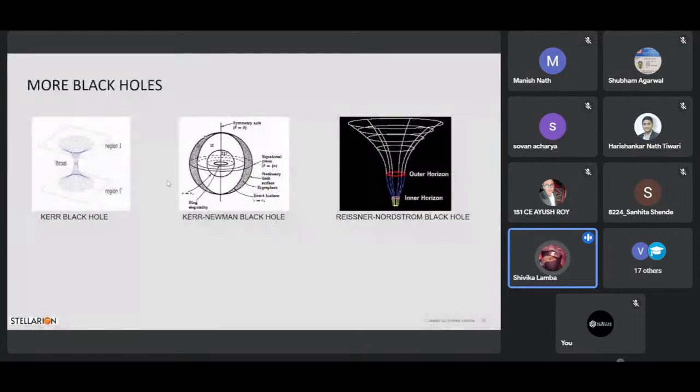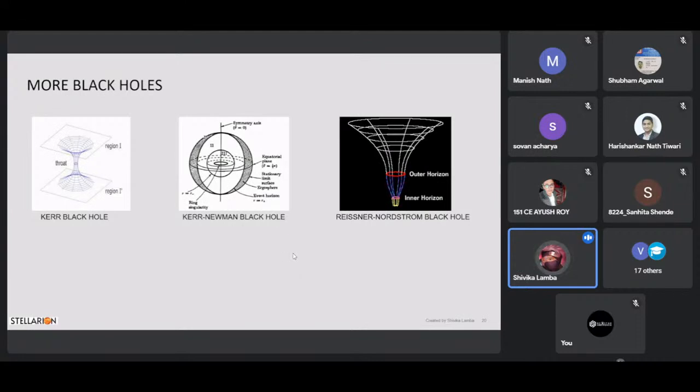All right, so here are some more black holes. What I was previously talking about was the Schwarzschild black hole. And there are three other solutions to Einstein's equation that form different kinds of black holes. First we have the Kerr black hole, which is similar to a Schwarzschild black hole, but the only difference is that this black hole has spin.